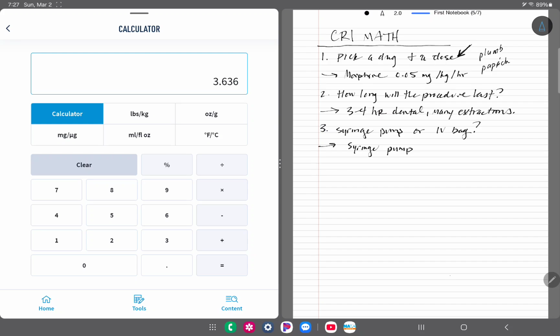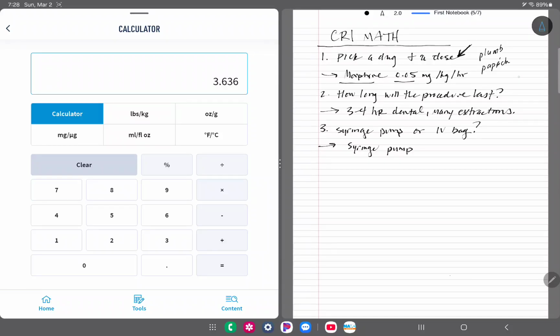So in this case, I said I was going to pick morphine. I was going to pick a pretty low dose, 0.05 mg per kg per hour, because I know with any CRI I can always go up in dose if my patient is still experiencing pain.